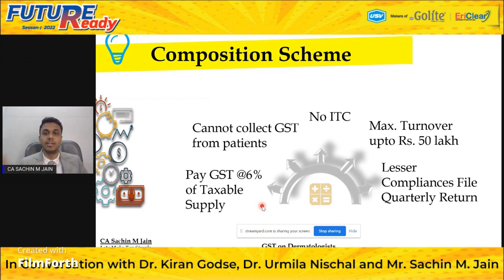You cannot claim any ITC, and the maximum turnover limit for this scheme is 50 lakh rupees. Once your turnover crosses the limit of 50 lakh, you will be opted out of the scheme, you will be classified under the regular scheme, and you need to charge 18% tax. In this scheme, the compliances and return filings are very few. It's on a quarterly basis. It's a good scheme.